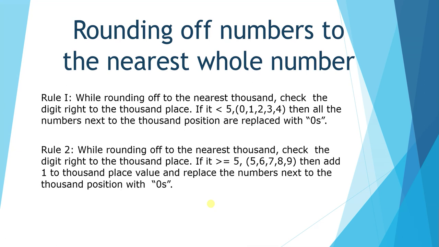So rule number 2 says that while rounding off numbers to the nearest 1,000, check the digit right to the 1,000 place. If it's greater than or equal to 5, that is, if it's either 5, 6, 7, 8, or 9, then add 1 to the 1,000 place value and replace the numbers next to the 1,000 position with zeros. So we'll write down the rules somewhere and then we'll try to use them.